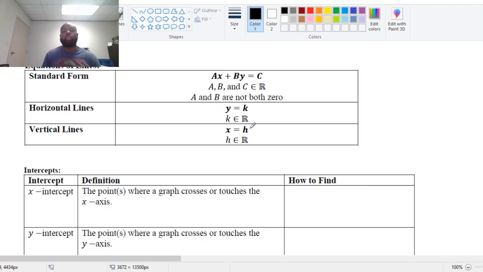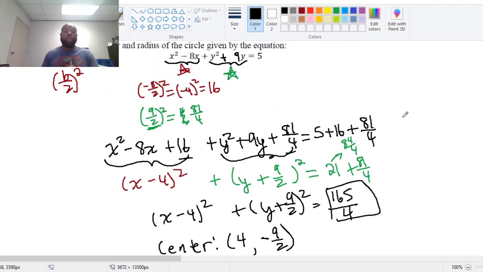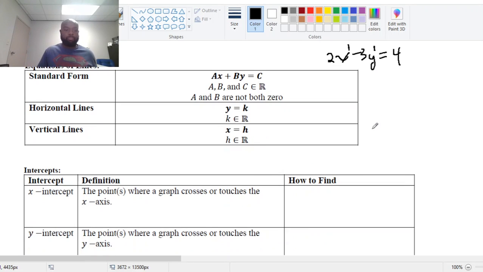And when x is equal to some number, then it is a vertical line. But in general, we have an equation like 2x minus 3y equals 4. This is a linear equation. It's linear because both variables are to the first power, right? So when both variables are to the second power, and we have a leading coefficient of 1 here and a leading coefficient of 1 here, then it is an equation of a circle. But when our variables are both to the first power, then we have a linear equation, okay?